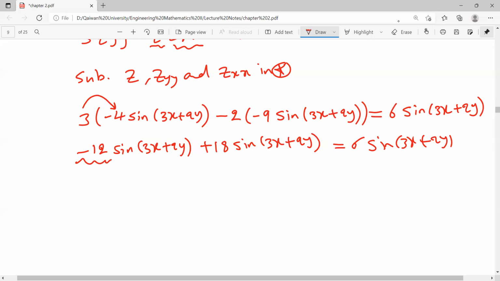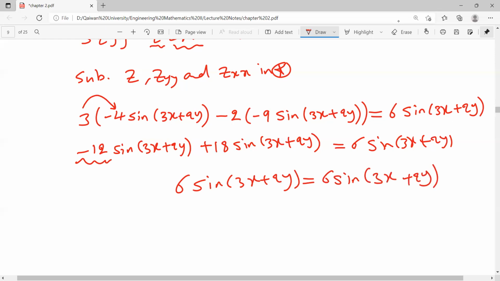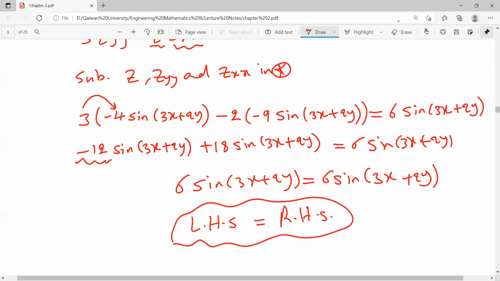Both angles are equal, so you can add or subtract, and you get 6 sine 3x plus 2y. It equals 6 sine 3x plus 2y. That means the left-hand side equals the right-hand side. It's only taking derivatives and then substituting in the equation, and we proved that the left-hand side equals the right-hand side.